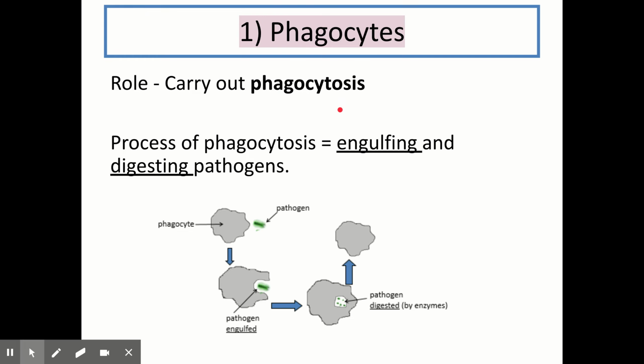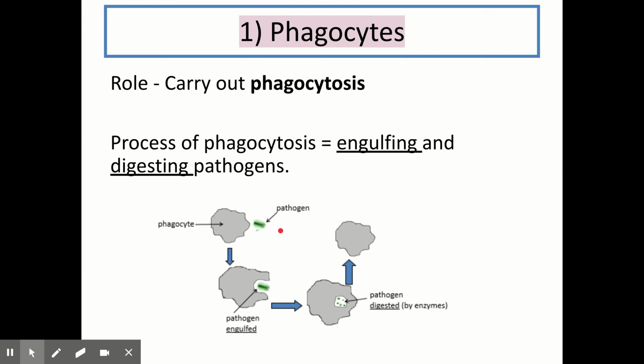This process involves engulfing and then digesting pathogens, those disease-causing bacteria, viruses, or fungi that I mentioned before. To get a mark for describing the function of phagocytes or the role of phagocytosis, you must say both engulf and digest. Saying destroy is not enough.